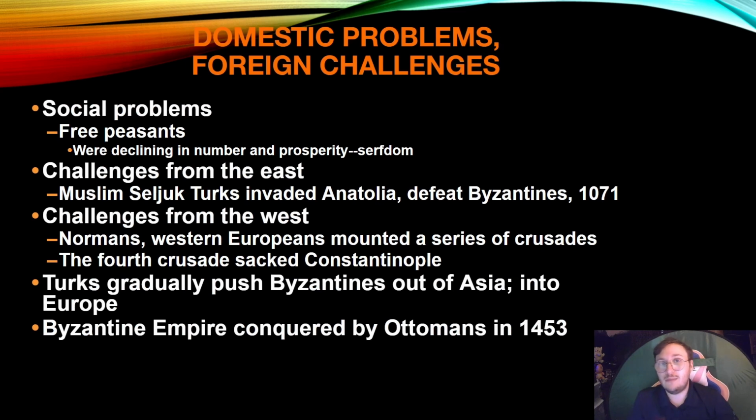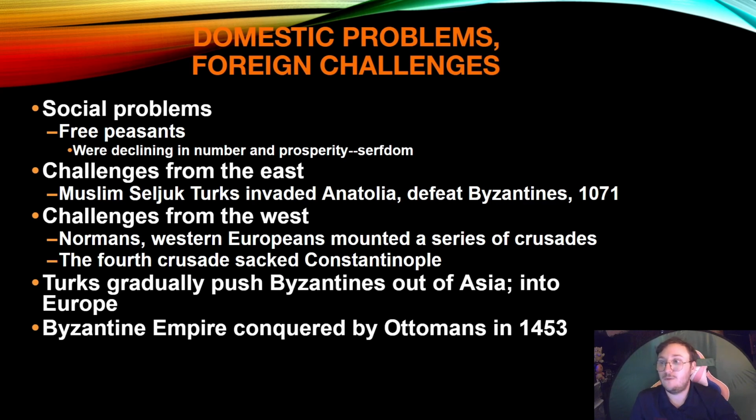Now, domestic problems and foreign challenges. Social problems: free peasants were declining in number and prosperity, leading to an increase in serfdom. The Seljuk Turks began to expand their empire and actually are going to defeat Constantinople and the Byzantines in 1071. From the west, you have the Western Europeans mounting a series of crusades. And at the start, the Pope was like, oh, we'll protect you, Constantinople and Byzantines.